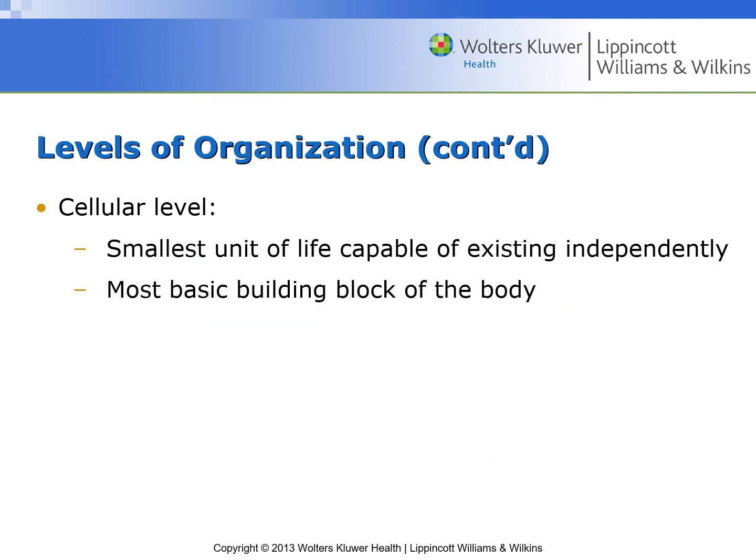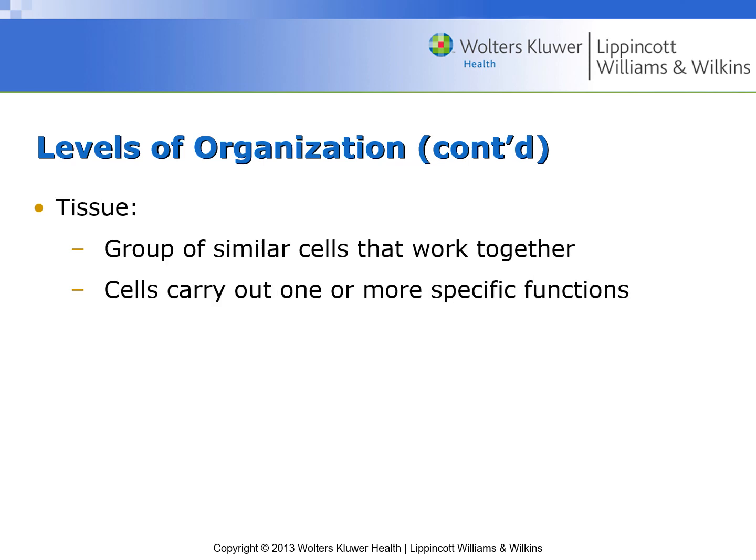At the cellular level, the smallest unit of life capable of existing independently is referred to as the cell. And as we mentioned, the cell is the most basic building block of the body. And just above the cellular level is the tissue level. Tissues refers to a group of similar cells that work together. These are cells that carry out one or more specific functions.